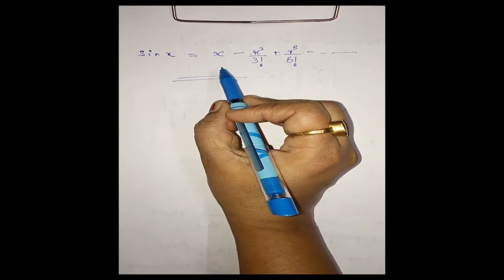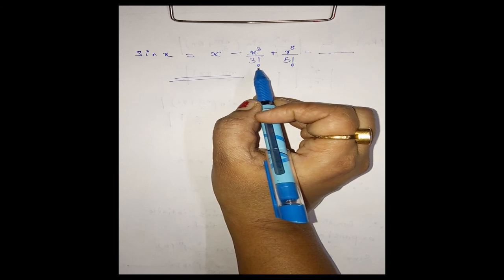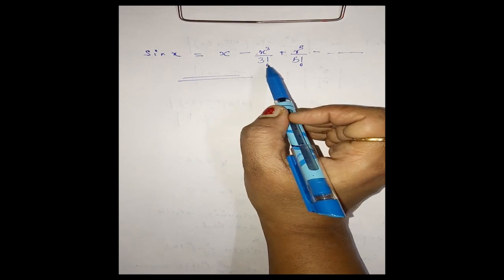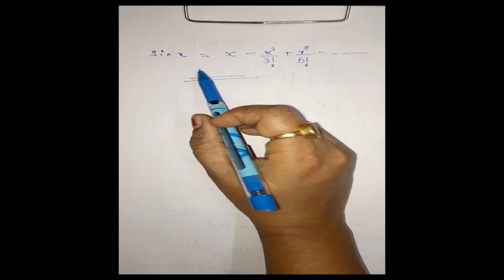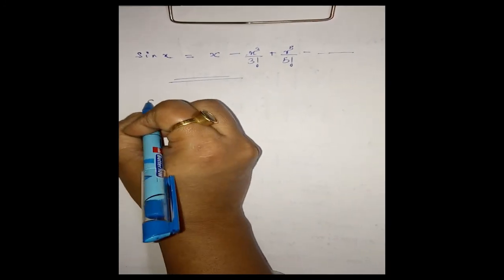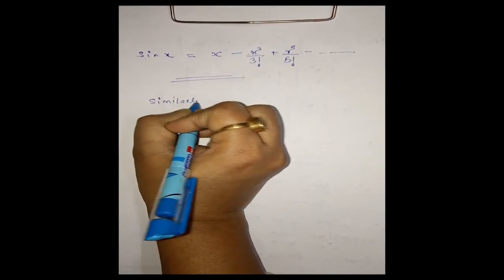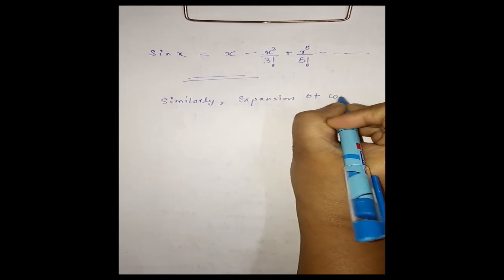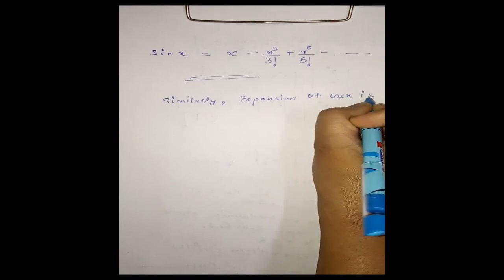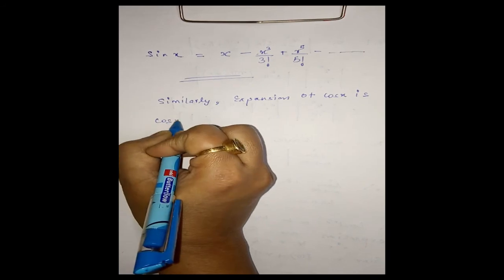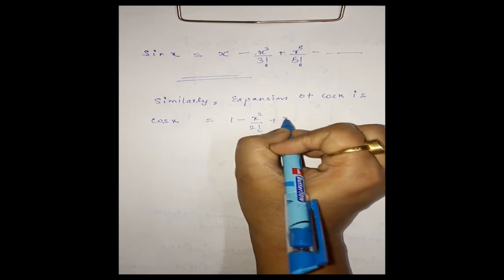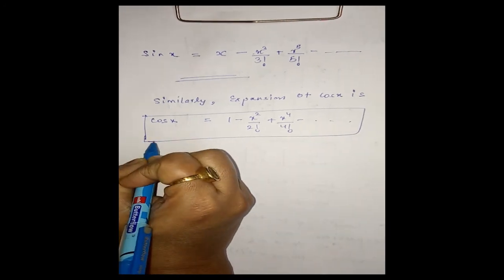On substituting the values of f(0), which is 0, x f'(0), x squared by 2 factorial f''(0), which is again 0, and on substituting these values, we have this expansion. Okay, now similarly, the expansion of cos x. Similarly, we can easily find the expansion of cos x. Cos x expansion is 1 minus x squared by 2 factorial plus x^4 by 4 factorial. This is the expansion of cos x. Okay.